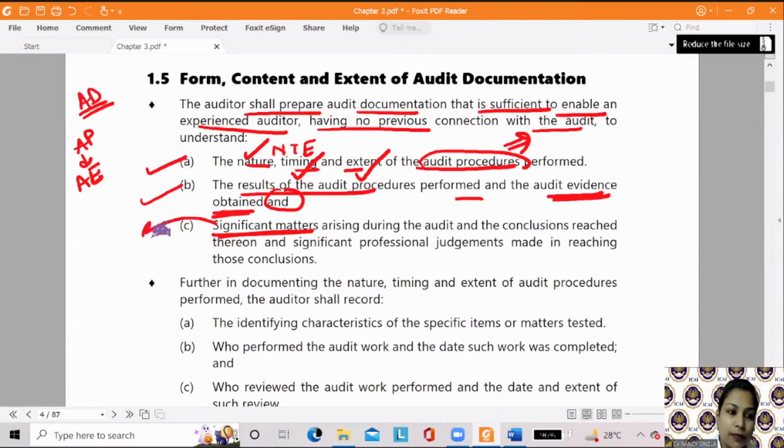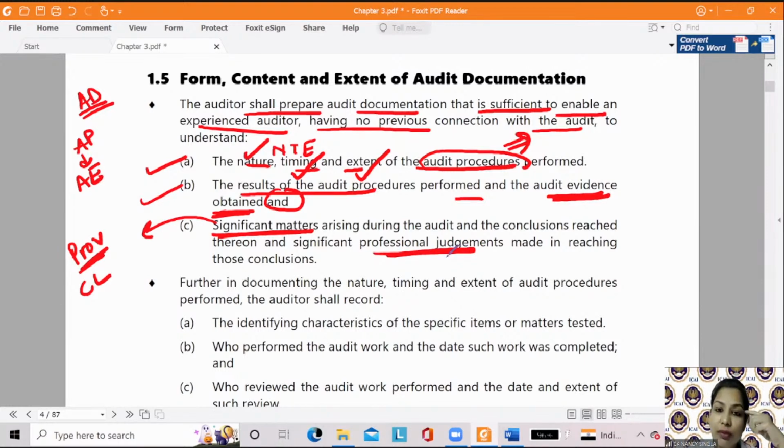Significant matters, for example, there was a matter as to whether some litigation was going against the company. So there was a question whether a provision should be made with respect to that litigation, or whether it needs to be reflected as a contingent liability in the notes to accounts. This is a significant matter, whereby the auditor applied his professional judgment. Both these things, what the significant matter was and how the auditor applied professional judgment, should also be maintained. This topic is not complete yet. First listen to me, then I'll look at your queries. So we have seen what audit procedures were performed, what audit evidence was obtained, and any significant matter that arose during the audit where the auditor applied professional judgment; the experienced auditor having no previous connection with the audit should be able to understand that.